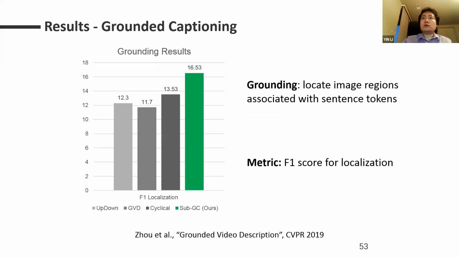And then this is the grounding results. The take-home idea is that we do have better grounding results than many of the baseline methods. I think this is the F1 score, with a much better F1 score. Now, of course, this grounding is also very challenging here.